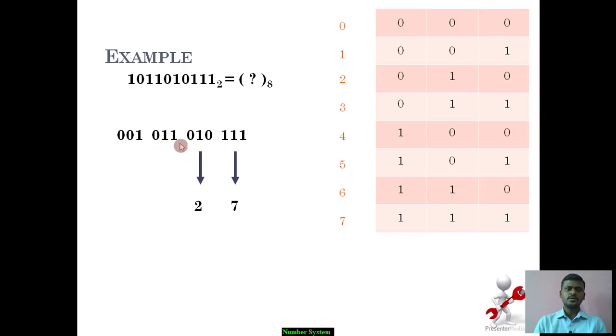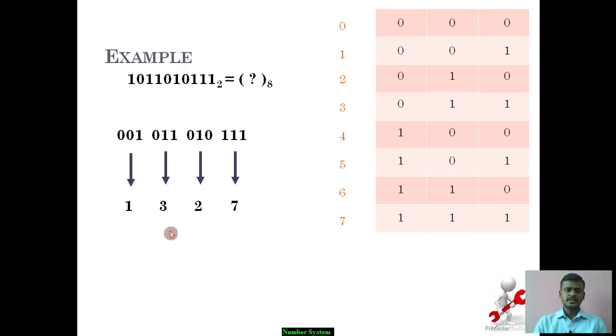Now 011, and the equivalent value will be 3. The last group is 001, and the equivalent value will be 1. You can see here, for each particular group we got one equivalent octal number. That is, for 111 we have 7, 010 we have 2, 011 we have 3, and 001 we have 1.